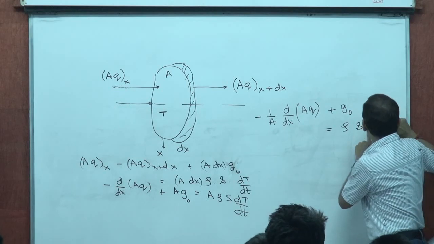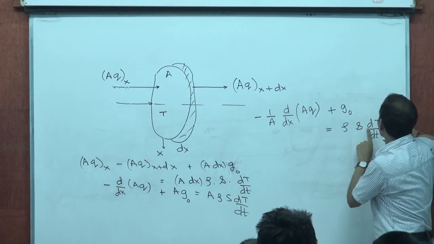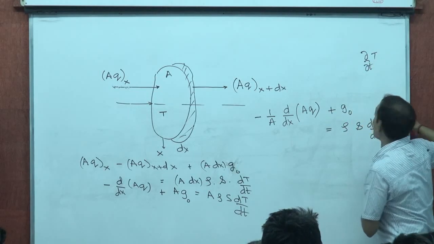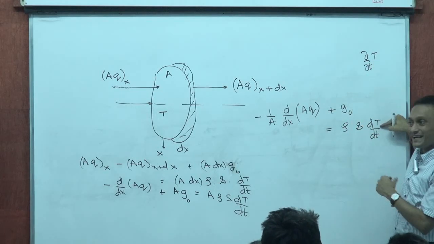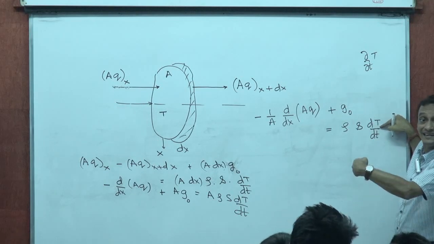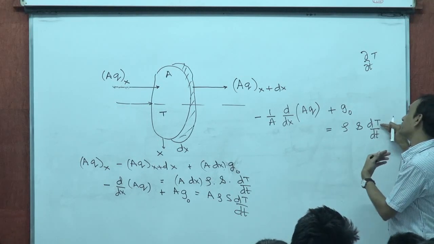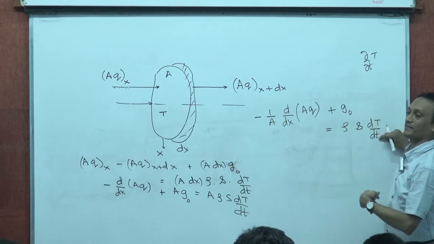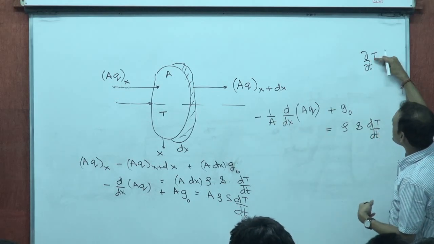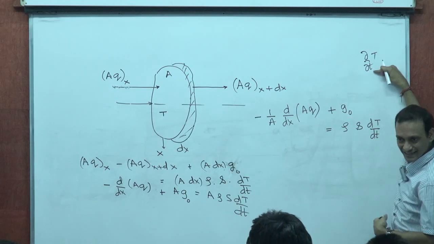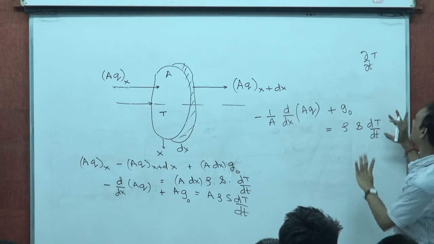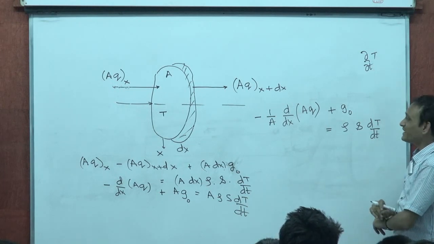Actually, to be very strict about things, this should have been the partial derivative of T with respect to t, because T is a function of both x and t. But what we are looking at is the rate of change of T at this x with time, so it should have been written as the partial derivative of temperature with time. That is how strictly I should have written it, but it's all right if you understand what I am implying.